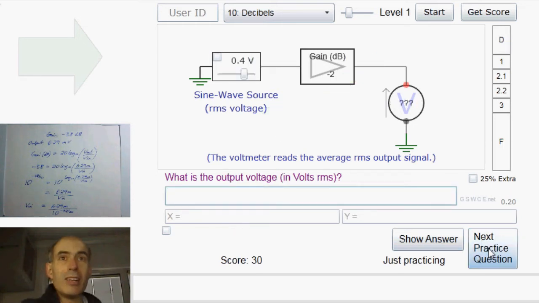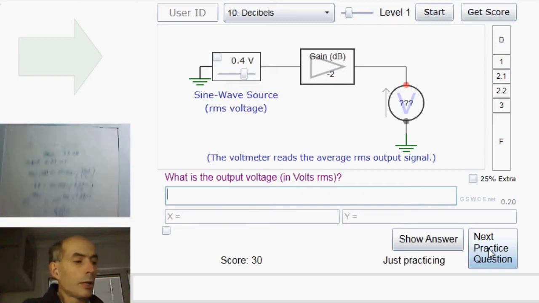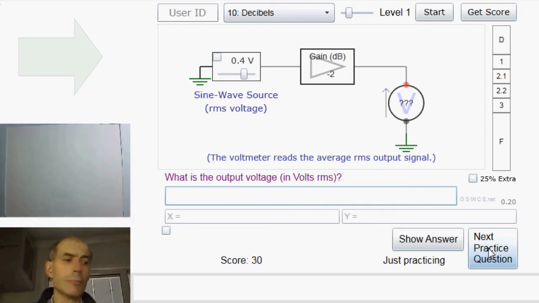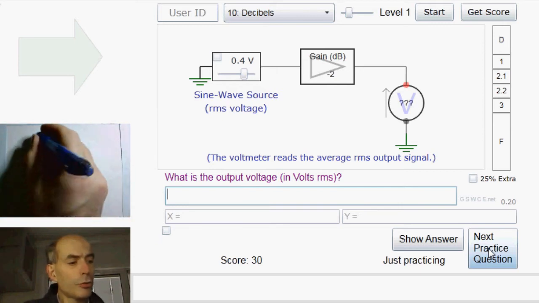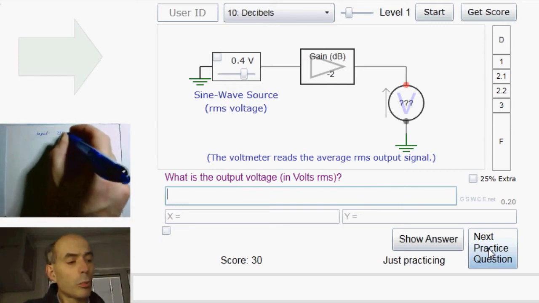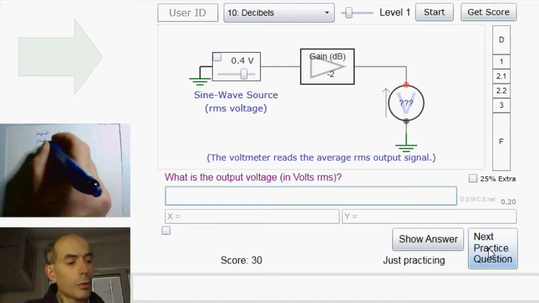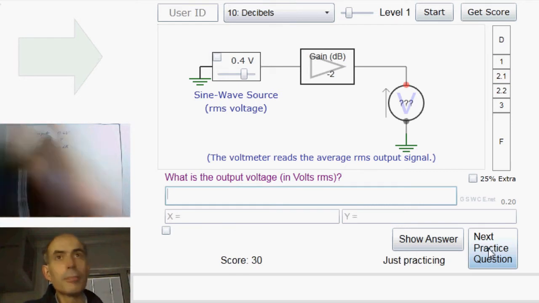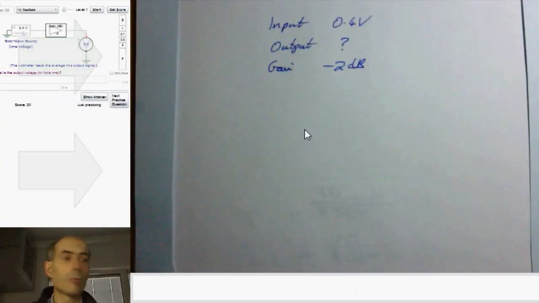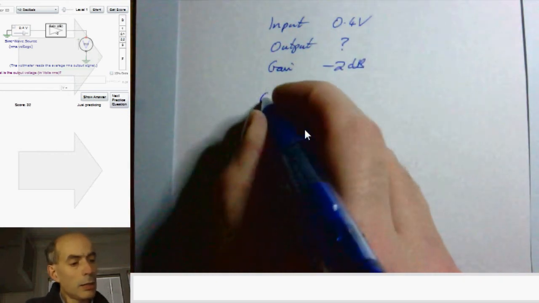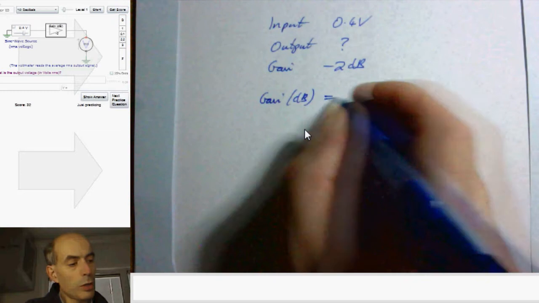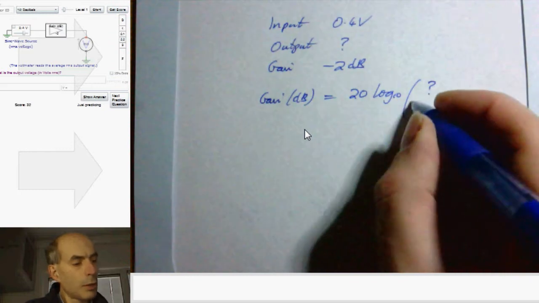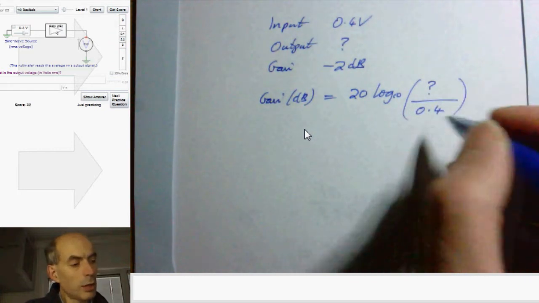Right, this one is even easier. We're just being asked to calculate the output based on the input and the gain. Once again, same formula to use. Input 0.4 volts, output we don't know, gain minus 2 dBs. And a reminder that when we're dealing with voltages, then the gain in dBs is equal to 20 times log to the base 10 of the output, which is unknown, divided by the input, which in this case is 0.4.